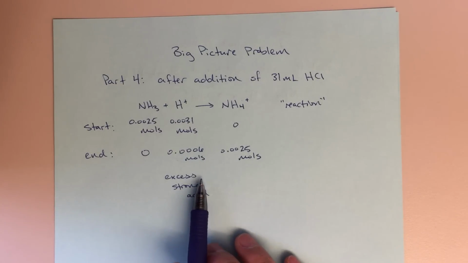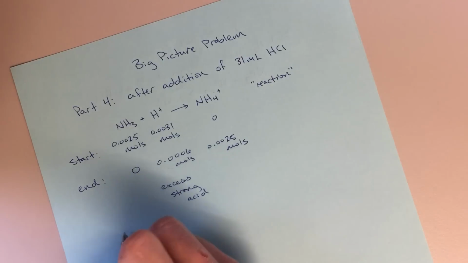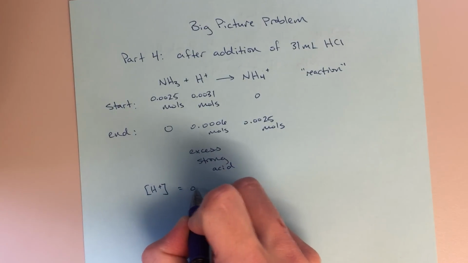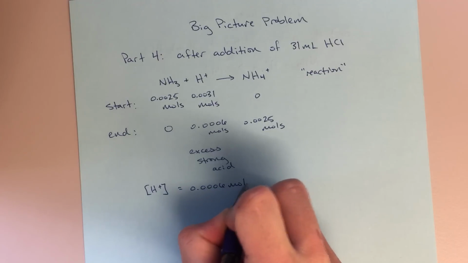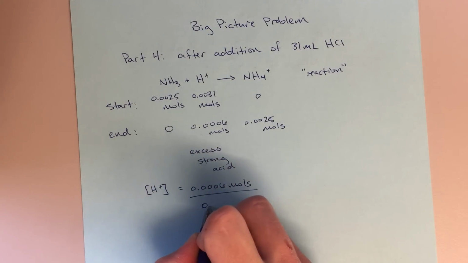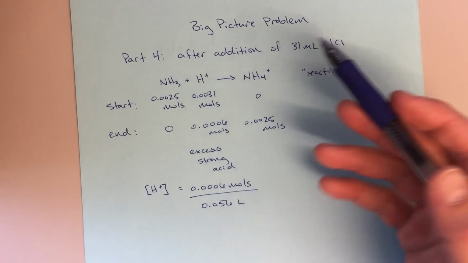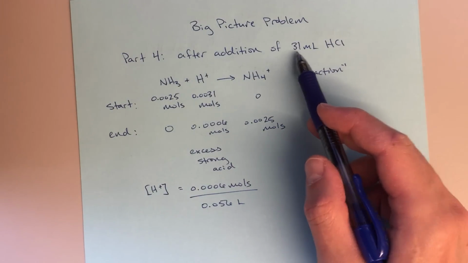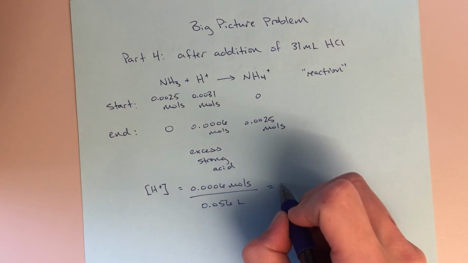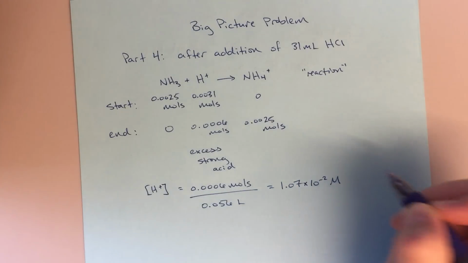So this is a special situation because I have excess strong acid. And to find my molarity, the next question is what's my molarity of H+? That's going to be equal to 0.0006 moles over my total volume. And in this case, my total volume is going to be 56 milliliters. So I got 56 milliliters simply by adding 25, which was my initial volume for NH3, plus 31 milliliters of HCl that we've added. This gives me my concentration of H+ as 1.07 times 10 to the minus 2 molar.